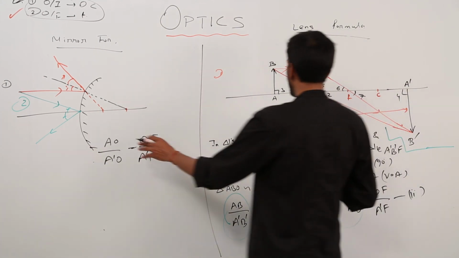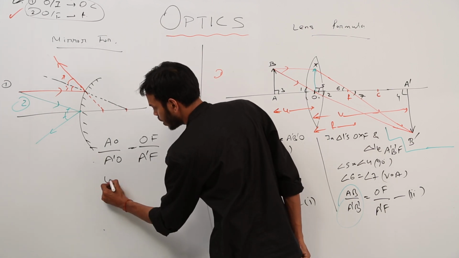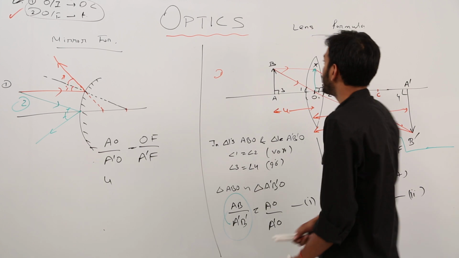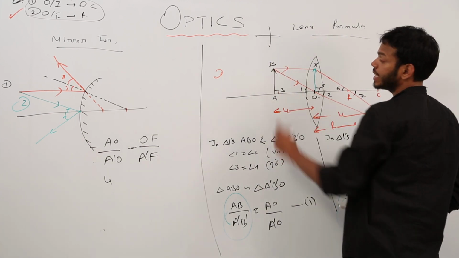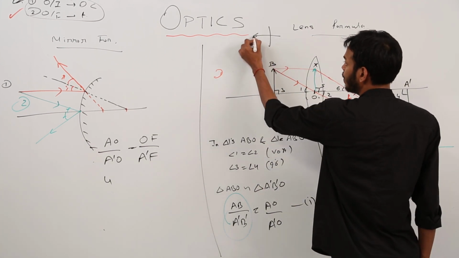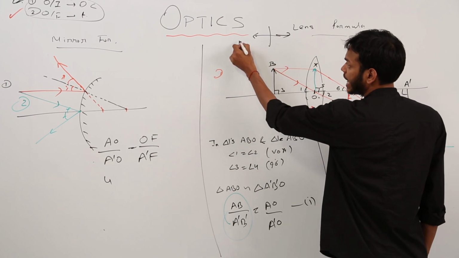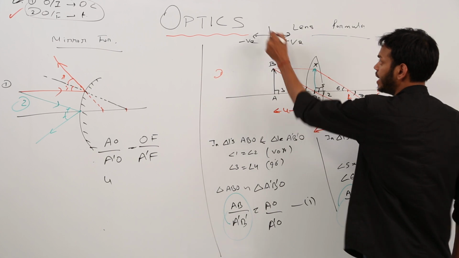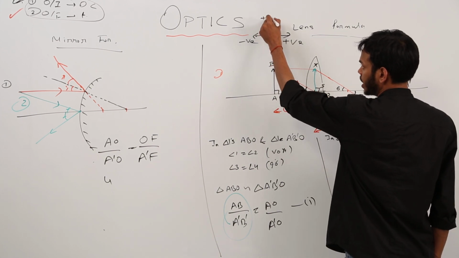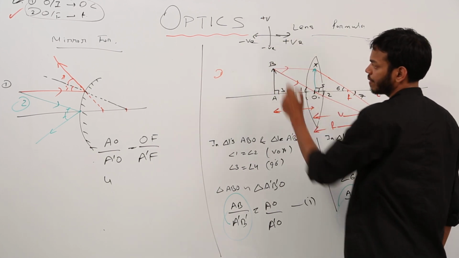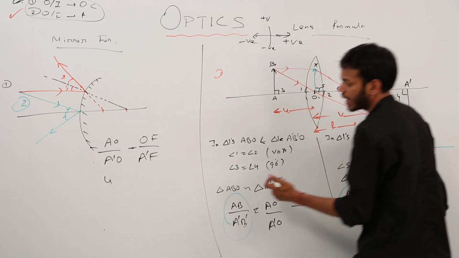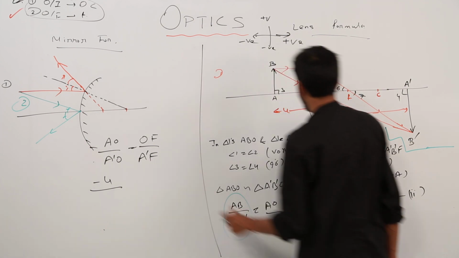So AO is what? U, right? No, it's not right, it's wrong, because you always have to consider the Cartesian coordinates. What is that? Whatever distance you are taking on the left side is supposed to be negative, and on the right side is supposed to be positive. Then on the upper side it is positive, and on the lower side it is negative. So AO is on the left side of the optical center, so it is supposed to be negative, so this is minus U.